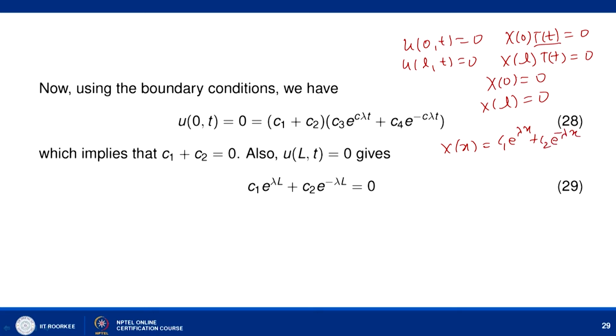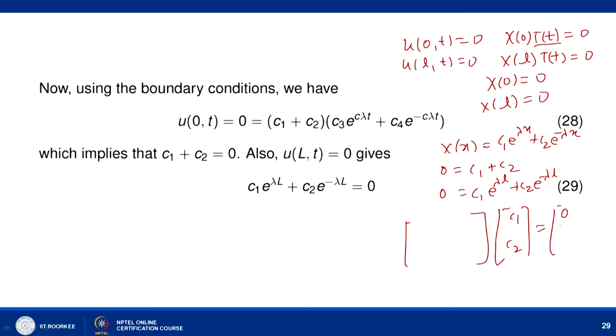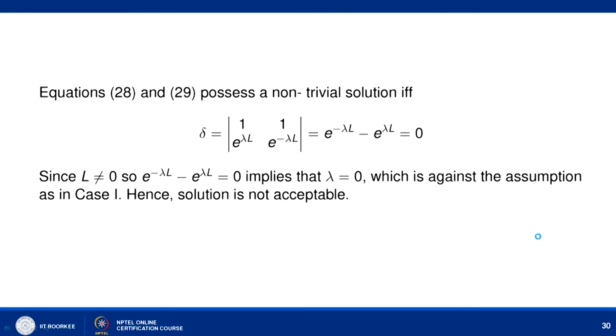So use X(0) = 0. What will you get? It is 0 = c1 + c2, and X(l) = 0 means 0 = c1 e^(λl) + c2 e^(-λl). Then you want to find c1, c2. You can find them using this matrix equation: the right side is 0, 0, and the matrix is 1, 1 and e^(λl), e^(-λl). If this determinant is non-zero, I will get only the trivial solution, that is c1 = c2 = 0. So in this case we will have only a trivial solution.